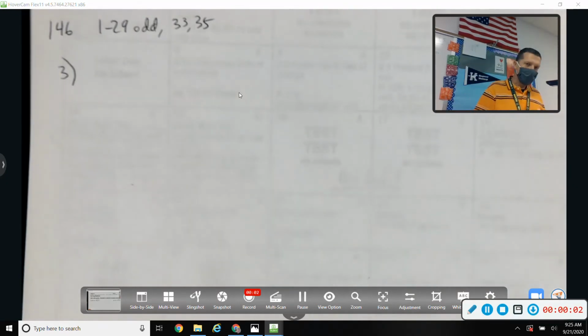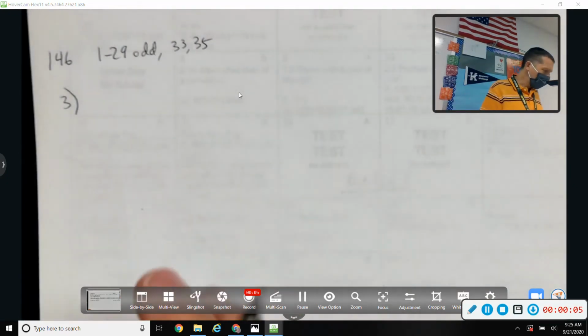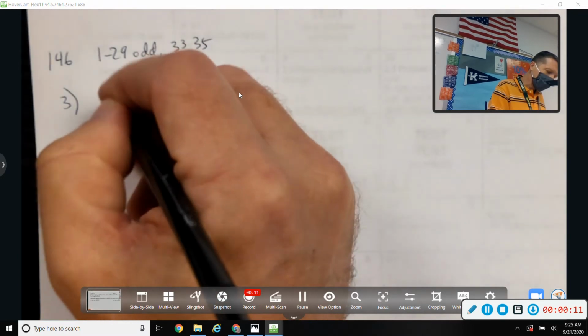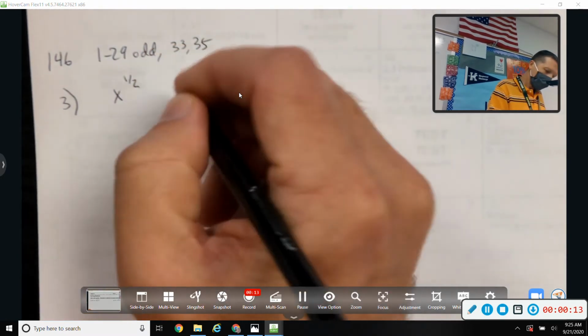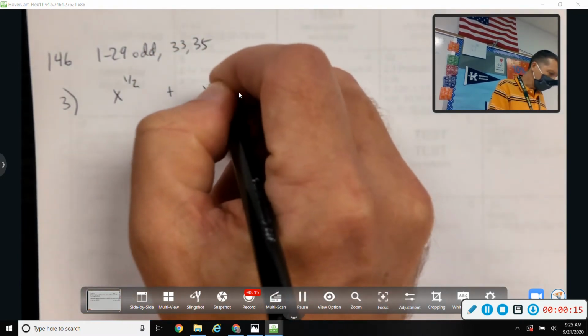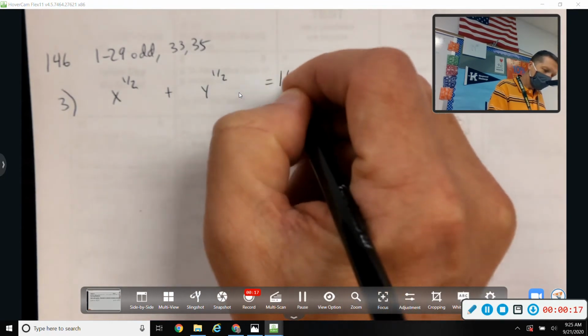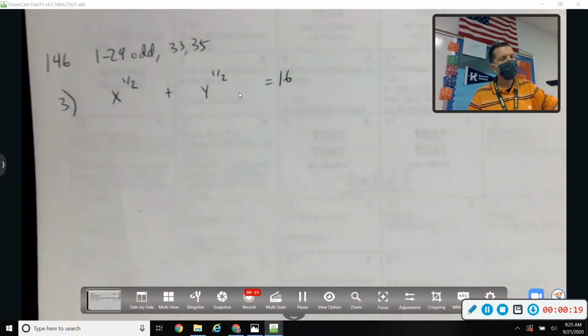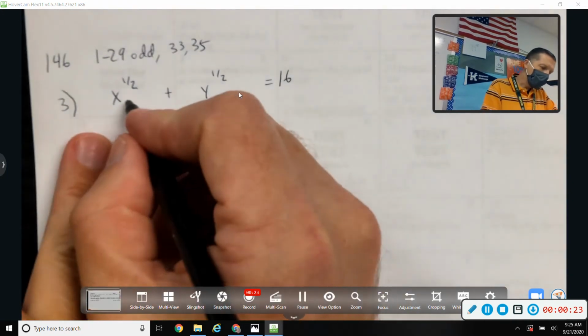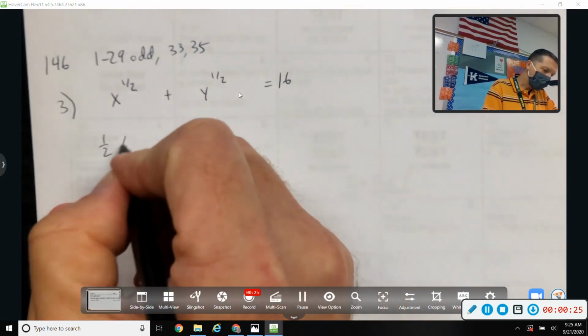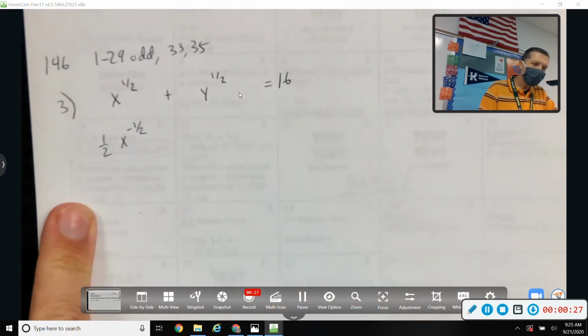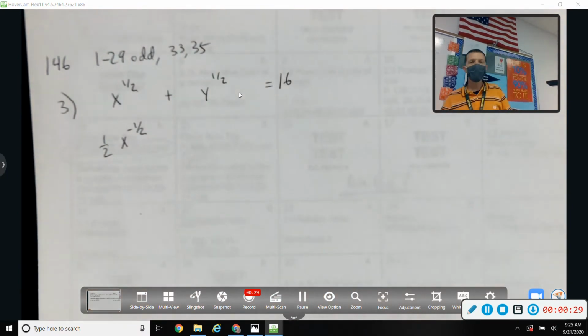All right, number 3 on page 145. Find dy dx by implicit differentiation. X to the 1/2 plus y to the 1/2 equals 16. So we're going to derive all the pieces here. So derivative of x to the 1/2 would be 1/2 x to the negative 1/2. Power rule.